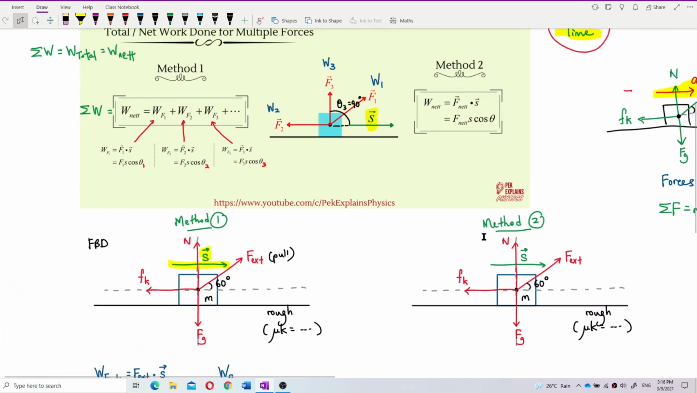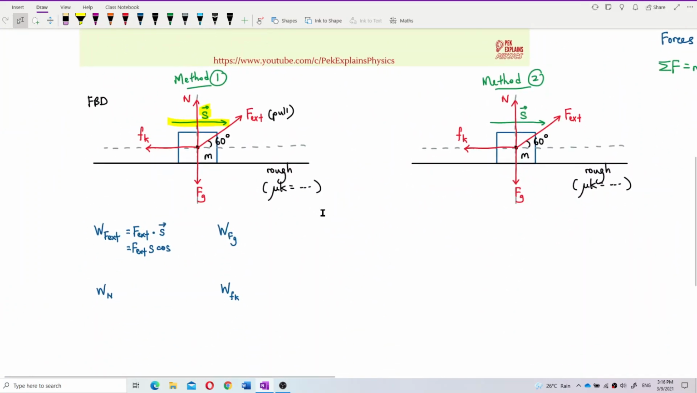Now let's continue. Remember, for work done, our free body diagram must have displacement. Just now I was talking about the external force. This external force is at 60 degrees. Now compare, work done for external force. We compare the external force with displacement. Displacement is to the right, and the force is 60 degrees from displacement. So this is cos 60 degrees. Understand? So we can get the value of the work done by external force.